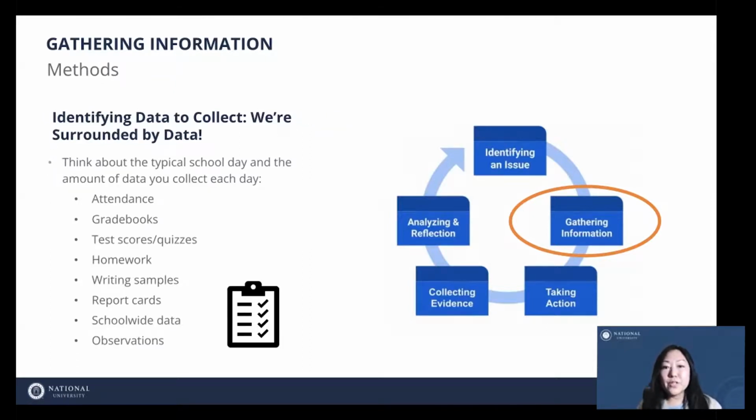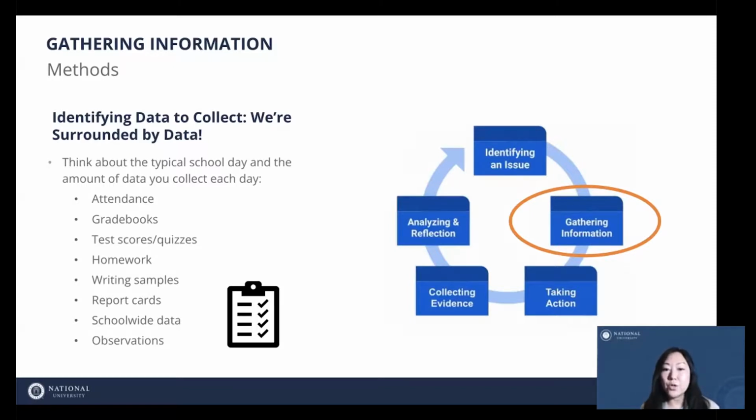As teachers, school leaders, or staff, we are constantly collecting and analyzing data. Within a day, we are collecting and evaluating our students' homework, classwork, exit tickets, quizzes, benchmark assessments, behaviors, among other formative assessments. Other data sources can include grade books, attendance records, school-wide data, classroom observations, report cards, parent meetings. In other words, we're constantly surrounded by data.